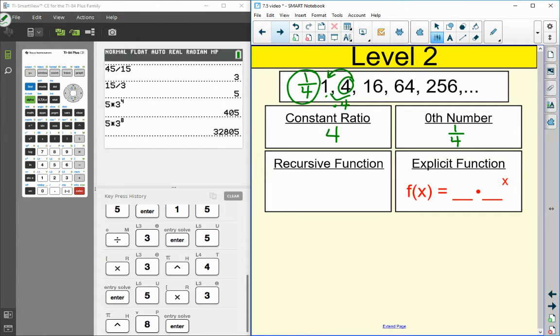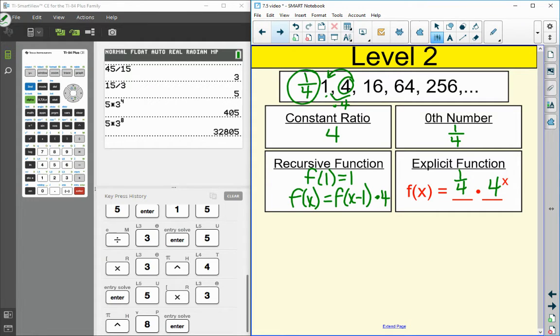Okay, I'm going to go ahead and go straight to the explicit function. My 0th number is 1/4, and my constant ratio is 4. Now let's fill in recursive. F of 1 is equal to, my first term was 1, and then f of x equals f of x minus 1, and it is timesing by 4.